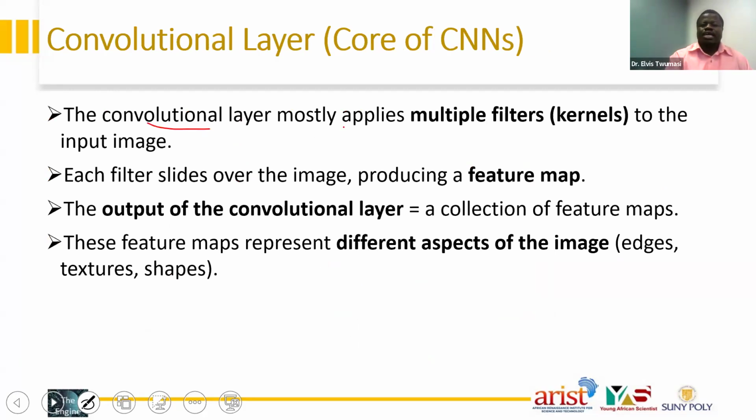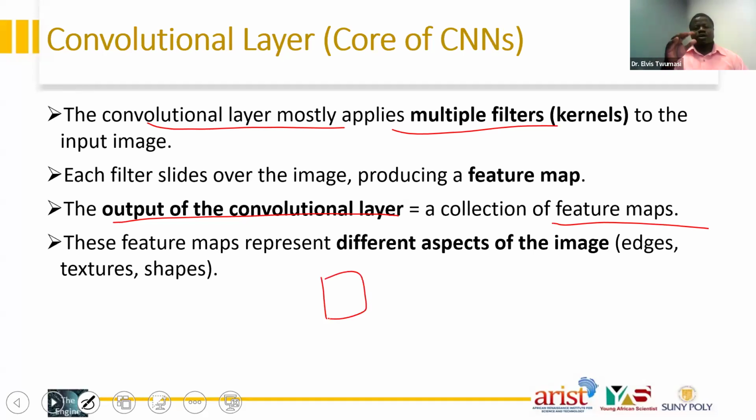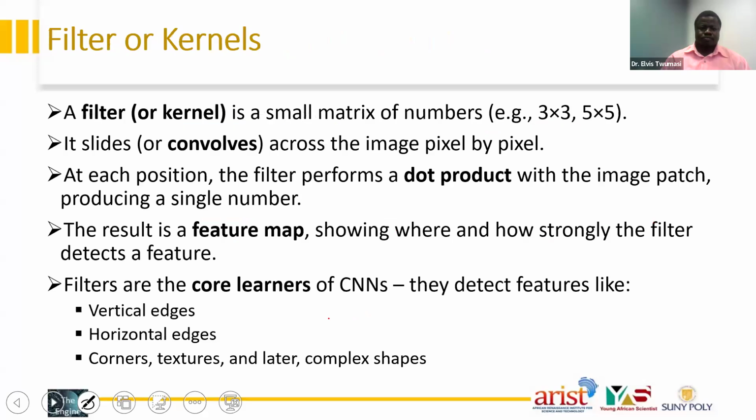Now, the convolution is done, as I said, we don't use only one kernel or one filter. We use multiple filters because, as I said, the output of the convolutional layer will give us a feature map. The reason why we are using different filters is that different filters will detect different shapes and different edges within the image. I've defined what a filter is. It's a small matrix of numbers, random numbers, and actually the weights. It convolves across the image pixel by pixel.